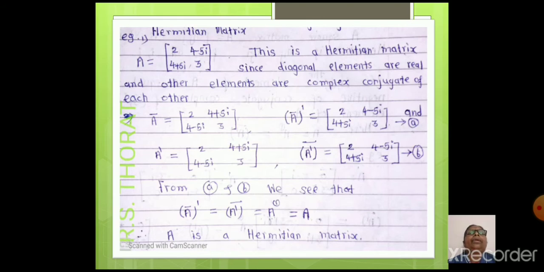Now we take the transpose of matrix A. That means we interchange only rows and columns of square matrix A. Then we take the conjugate of this transpose matrix, that is, A transpose conjugate equal to 2, 4 minus 5i, 4 plus 5i, 3. Denote this matrix by B. From A and B, we see that A conjugate transpose equal to A transpose conjugate equal to A raised to theta, which is equal to A, that is, the original matrix. Hence, A is a Hermitian matrix.